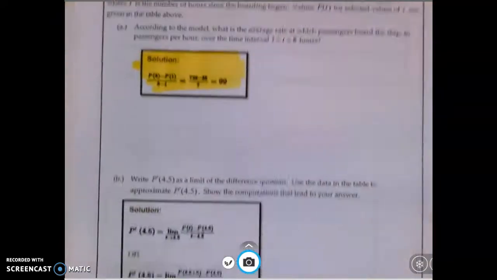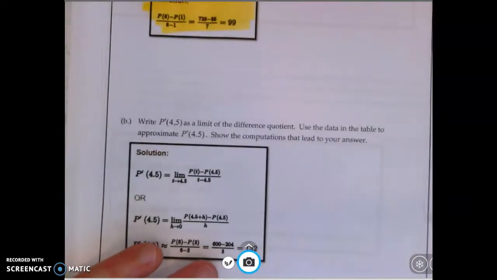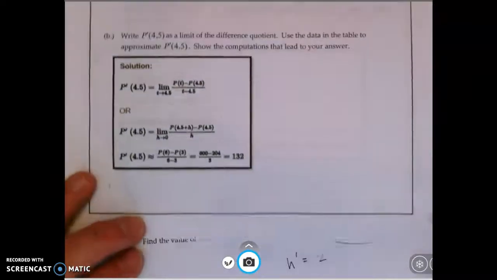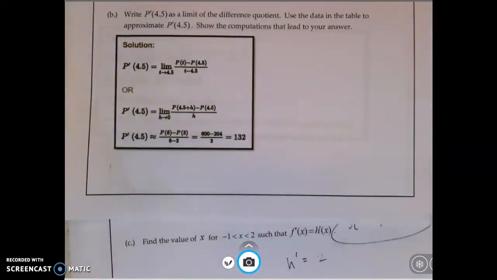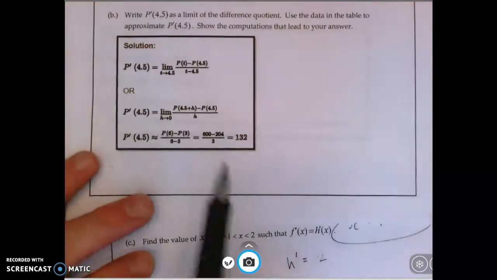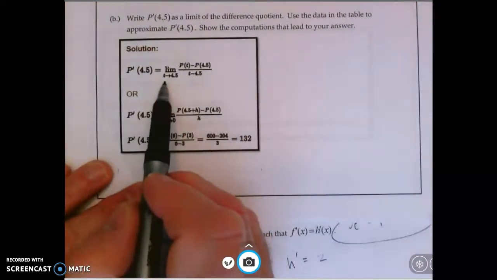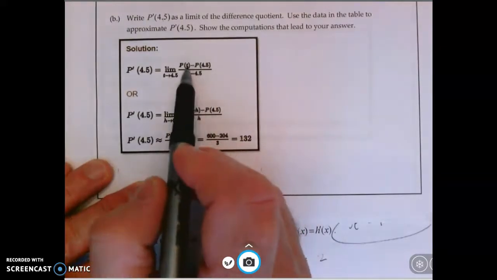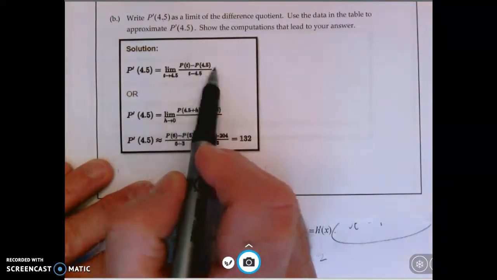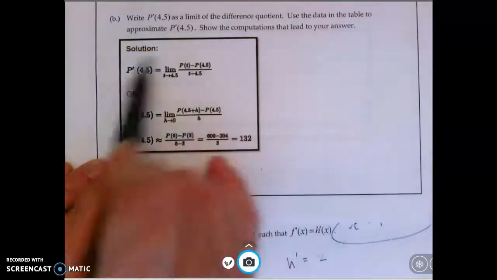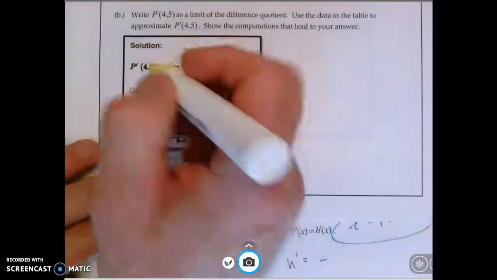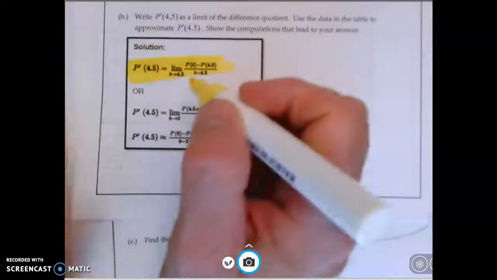All right, the next one asks us to write P prime of 4.5 as a limit of the difference quotient. There's two ways we can do this. We can do it as t approaches 4.5, which makes my denominator t minus 4.5. My original function is P of t minus P of 4.5. There's no first or second or right or wrong, but that would be a way to look at it.